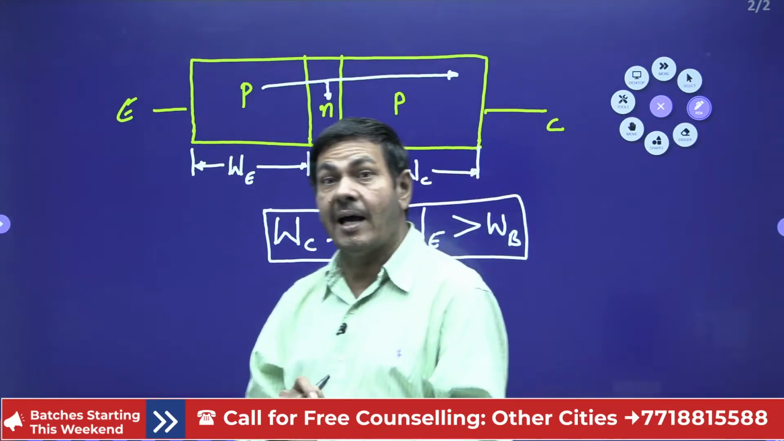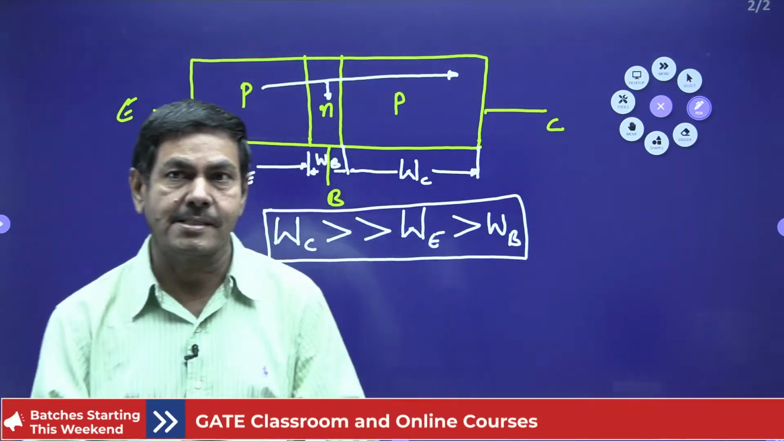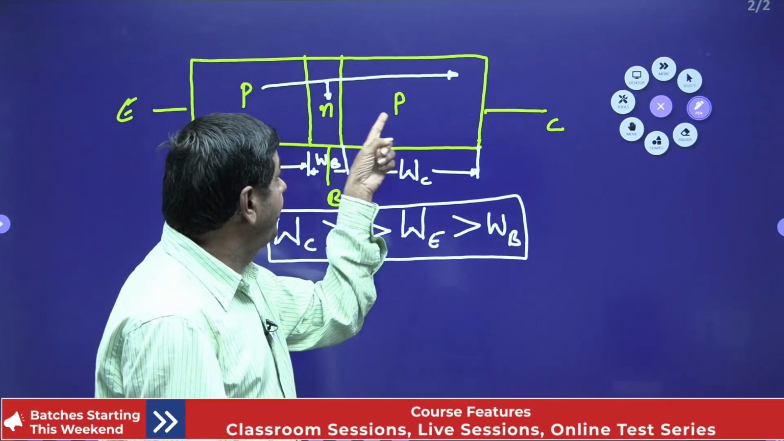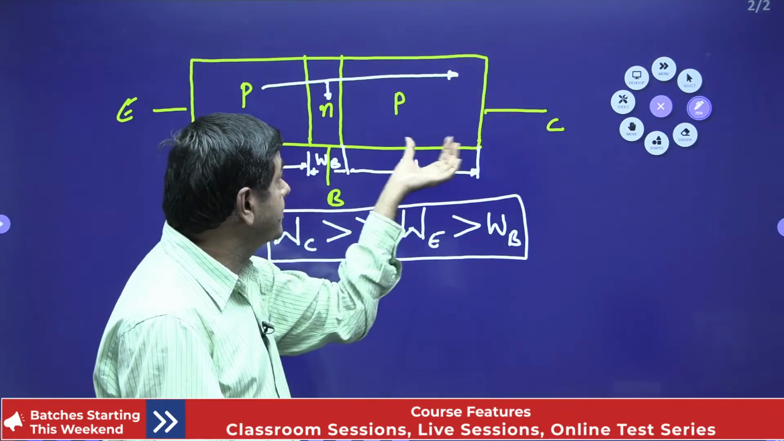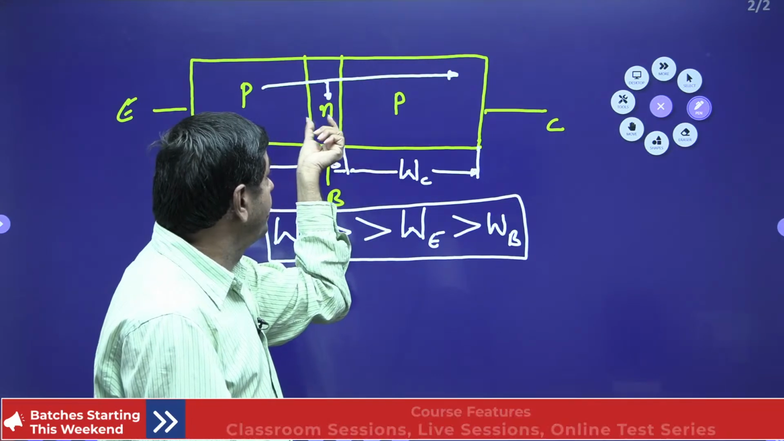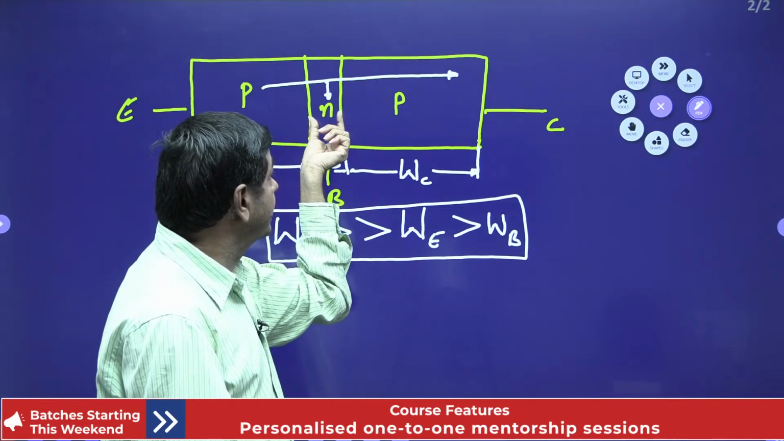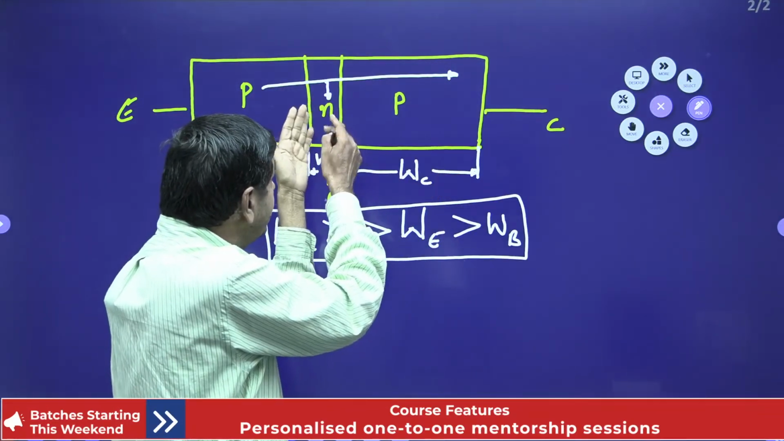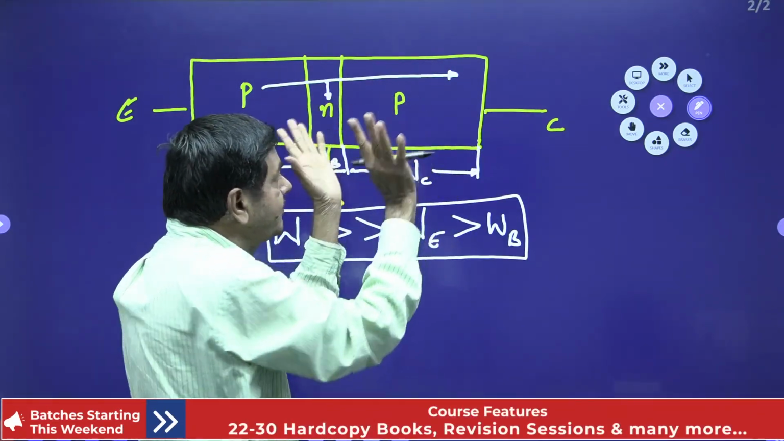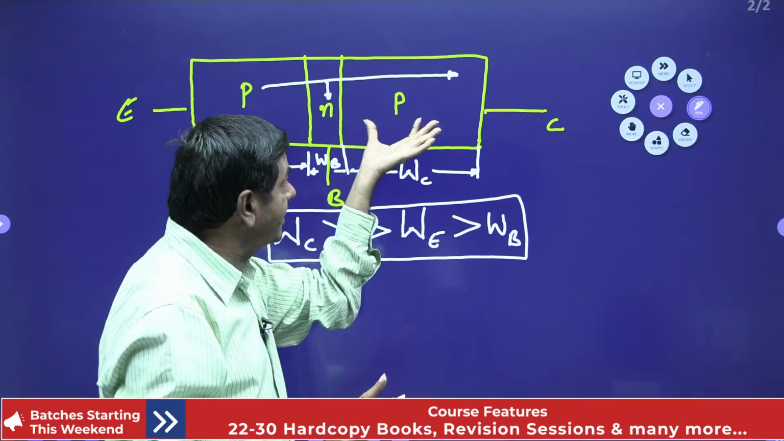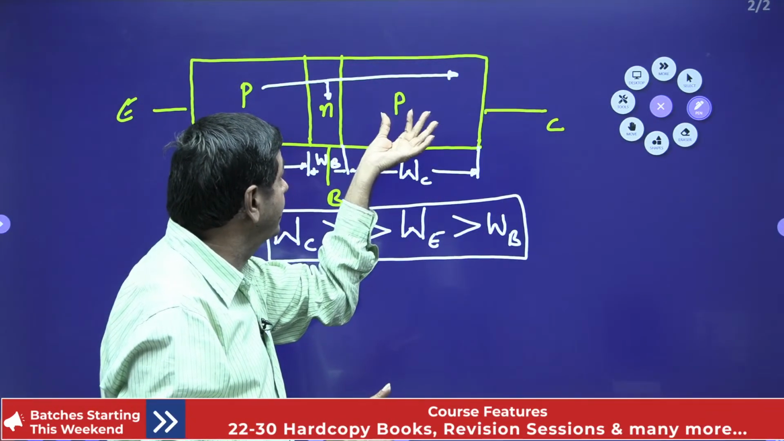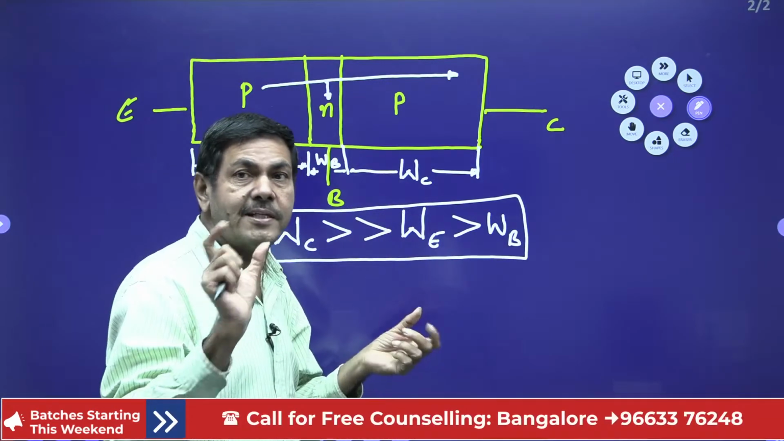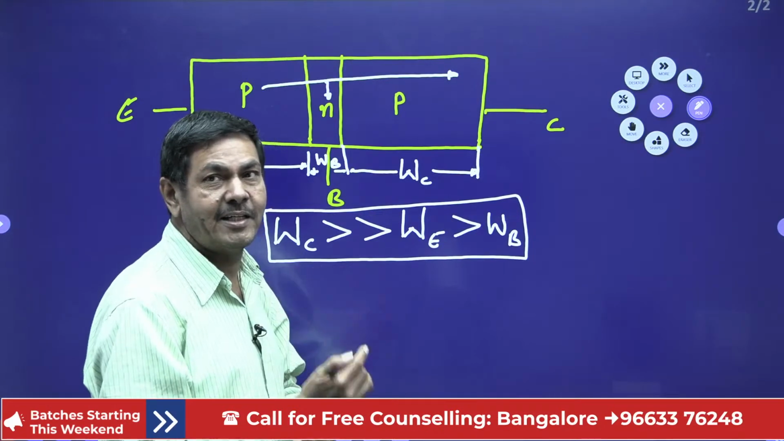And the early effect is also a cause. According to the early effect, suppose the collector region is small, for example, and the base I have taken large, for example. Catch my point: the collector region I have taken small, and the base I have taken large.